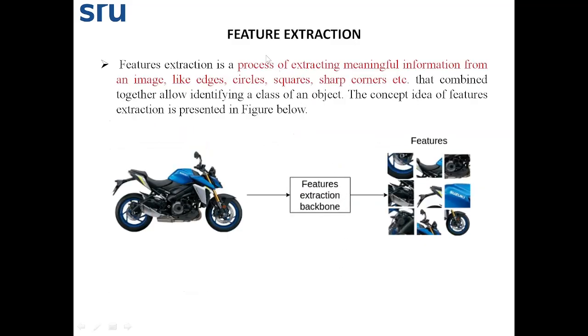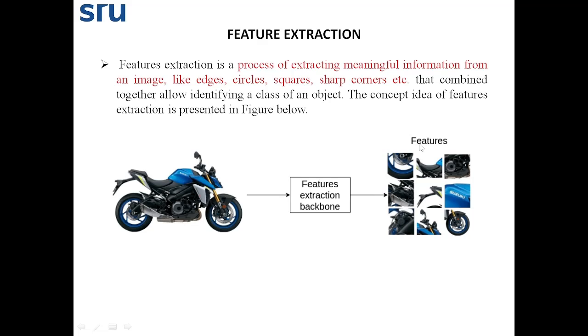Now we will see what we mean by feature extraction. It is a process of extracting meaningful information from an image, like edge, circle, square, sharp corner, etc. Try to see this figure here. It is a figure of, say, a bike, and on this image feature extraction is performed.